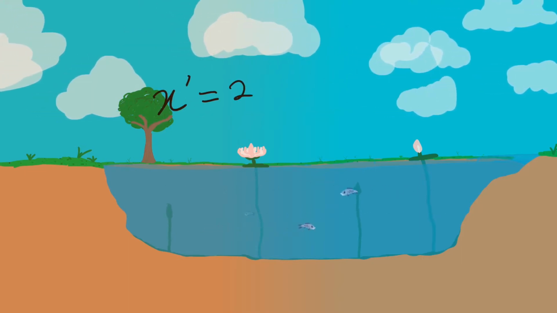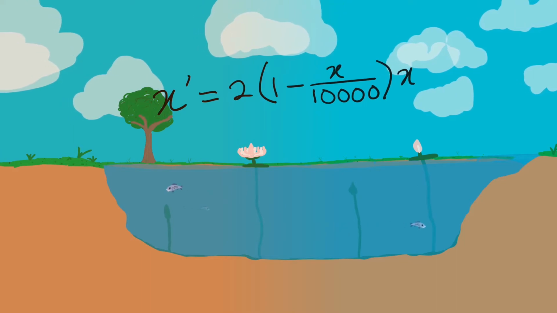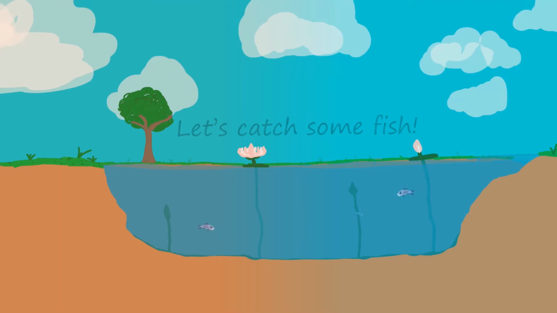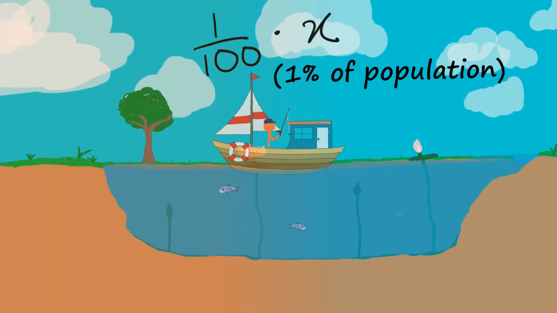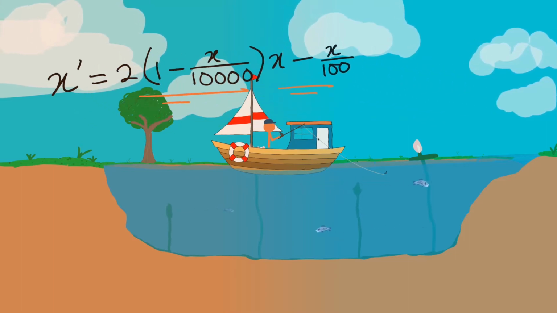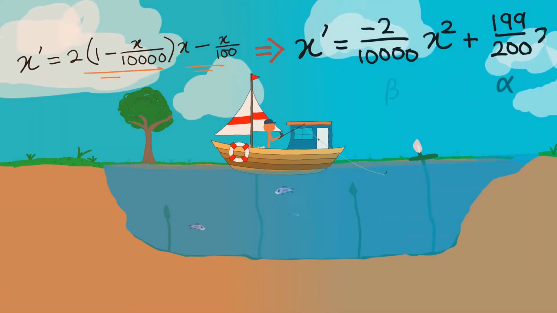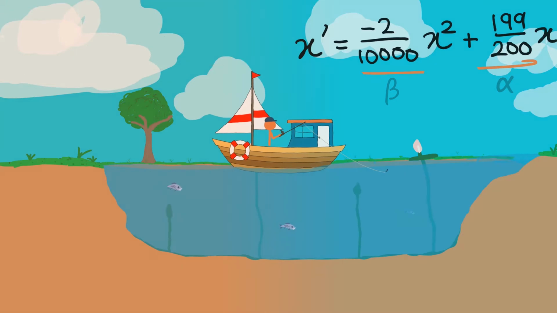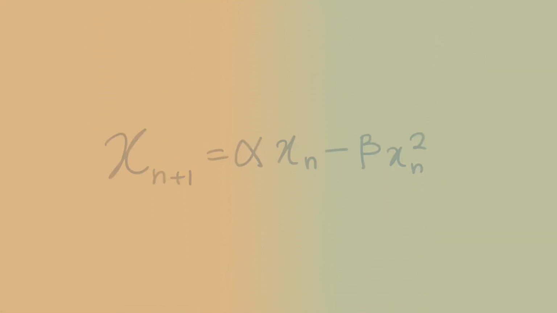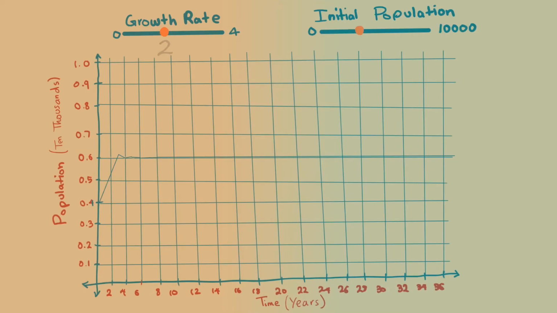Now we can also simplify the equation to this. But say we also catch some fish from the pond on a daily basis. Let it be 1% of the population. Thus the equation now becomes this, which can also be simplified as so. Now if we let 199 by 200 be alpha and minus 2 by 10,000 be beta, we will get the equation for chaos. Let's graph this with a growth rate of 2.